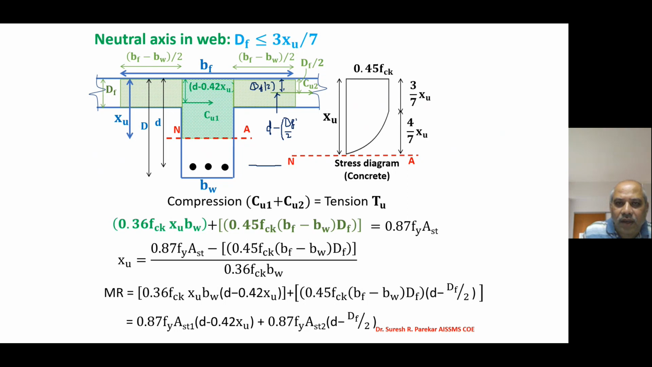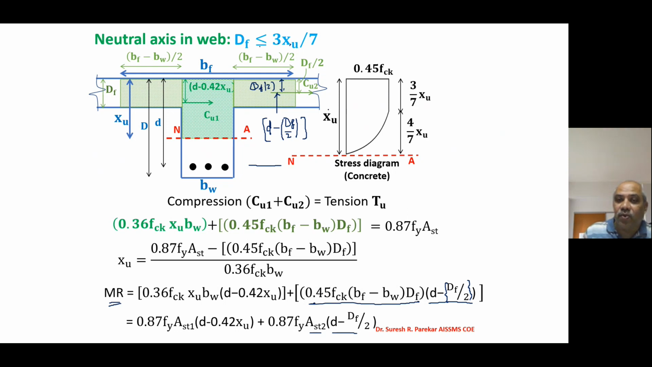Now DF by 2 we have separate and we are in this fashion. And same we have used. This is CU2 and this is my lever arm D minus DF by 2. 2 we have only for DF, not for whole. And then here we can have AST1, AST2, lever arm we have again same. And likewise, we are in position to calculate MR when we have DF less than or equal to 3/7 of XU.